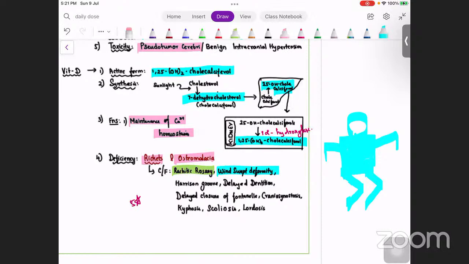Apart from that, you may see Harrison groove, delayed dentition, and delayed closure of the fontanelle. You also have vertebral column abnormalities like kyphosis, scoliosis, and lordosis. All of them could result from rickets.